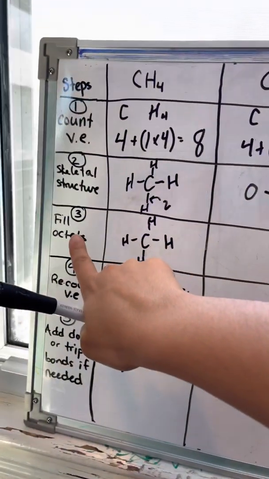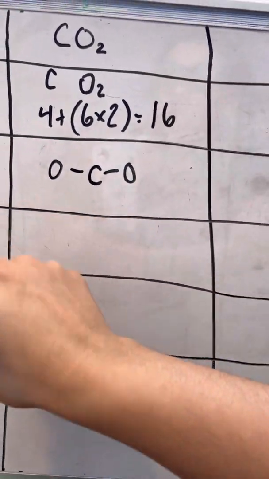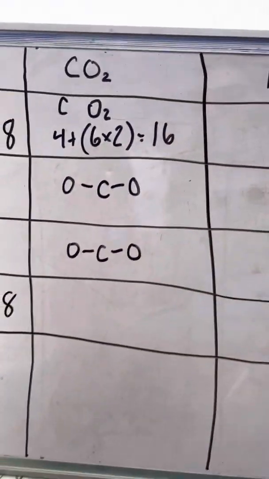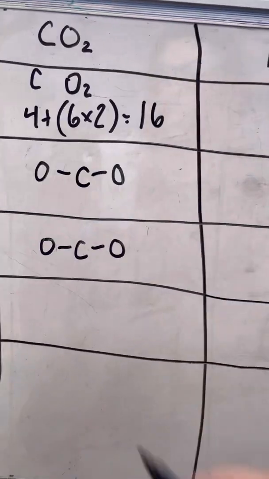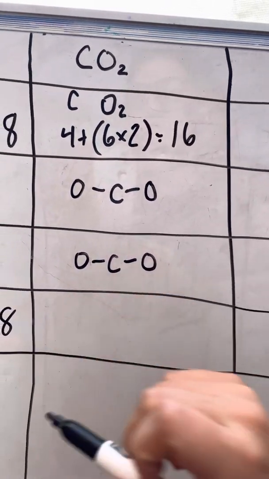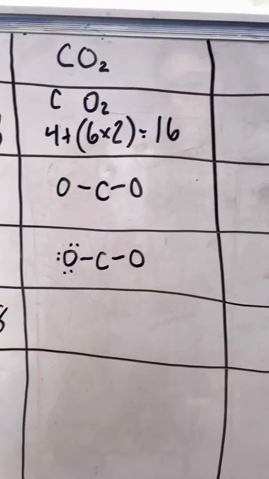Okay, step 3. Fill the octets. So if we have carbon and oxygen, right, there's no exceptions to the rule here. We're going to fill the octets. So let's start with oxygen. There's 2 electrons there. It needs 6 more. 1, 2, 3, 4, 5, 6.